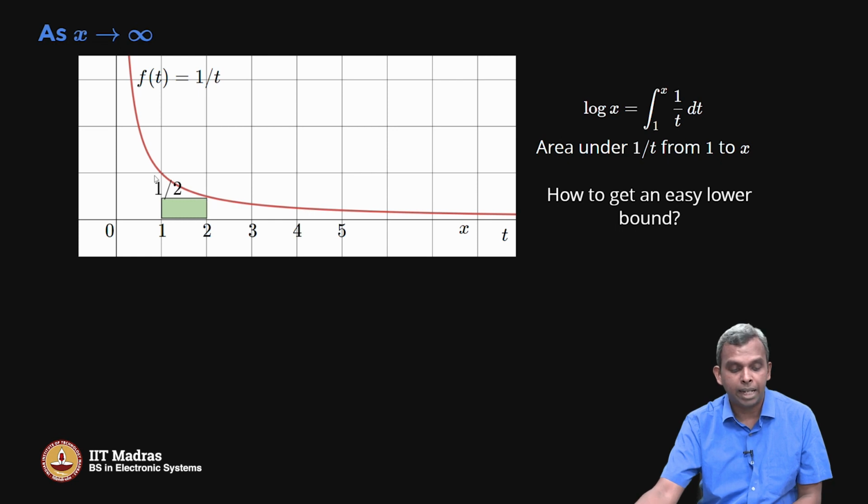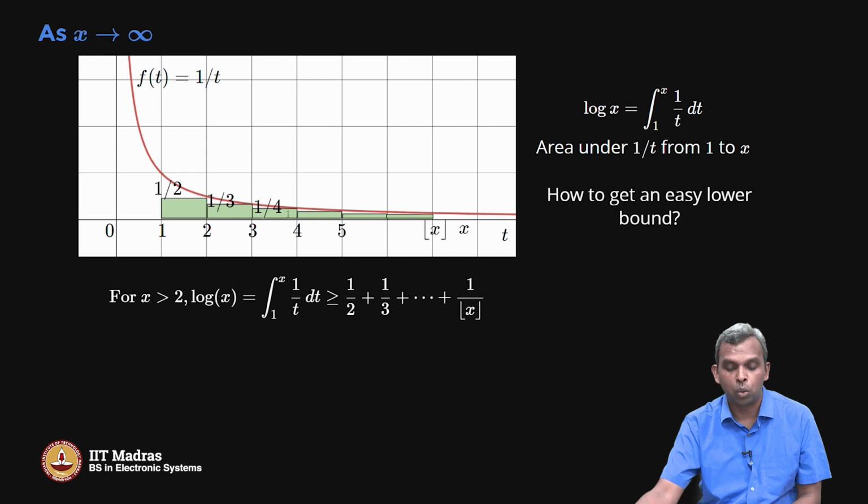Now, my entire area log x is greater than this half, right. You see that? Because this area is smaller than that. Then I will repeat the same thing, go to the next interval 2 to 3 and look at height 1 by 3. Once again I get half plus 1 by 3 is smaller than the entire log x function. And then I will go to 1 by 4, 1 by 5, and so on, till where can I go? I can go till floor of x, right? x is somewhere here. What is floor of x? The integer that is to the left of x, isn't it? The immediate integer to the left of x is floor x.